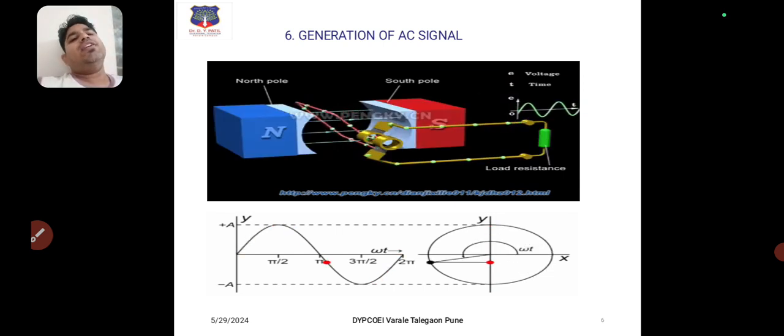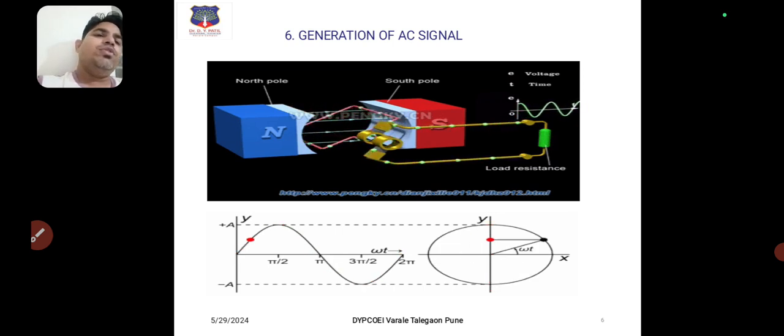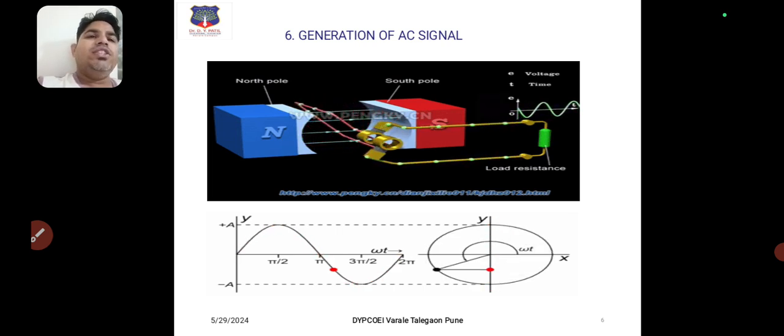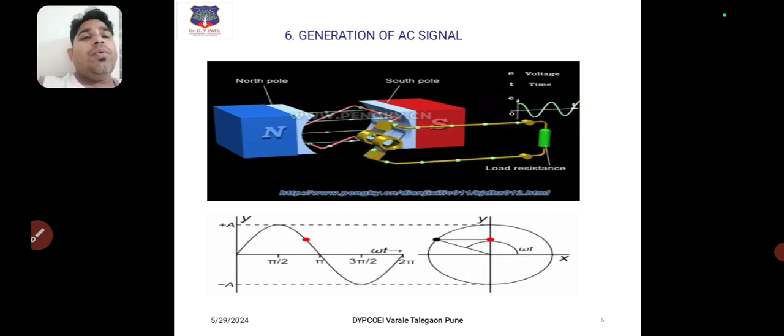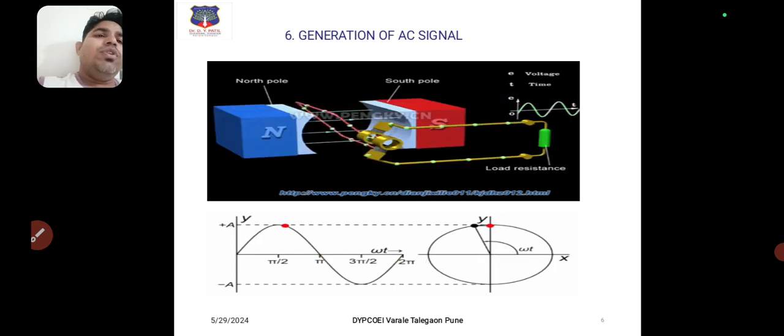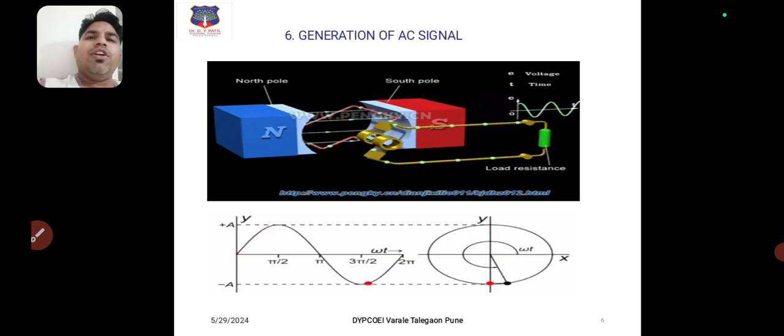Faraday's second law states that the induced EMF is directly proportional to the rate of change of flux with respect to time. As shown in the diagram, to see how the AC signal is generated, we have kept the north and south poles in front of each other. Imaginary lines are built between them because of the force of attraction; we always know that different poles have a force of attraction.